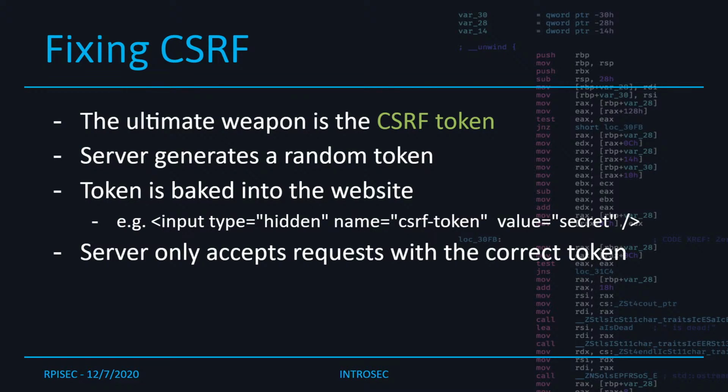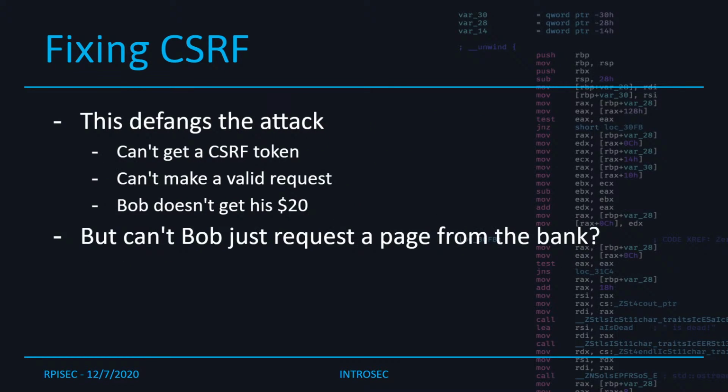Now, the ultimate weapon to preventing this is the CSRF token. So what happens is the server will generate a random token and embed it in the page. Like they'll put it as a hidden input form value, and it'll have some long, almost impossible to guess value. And then the server, when it receives the form submission, send $20, will check if you actually included that. And this completely defangs the attack. Bob cannot get the CSRF token, so he cannot make a valid request. He does not get $20.